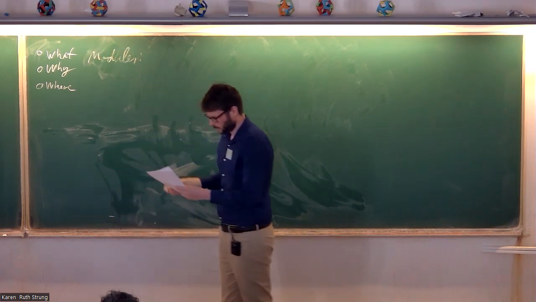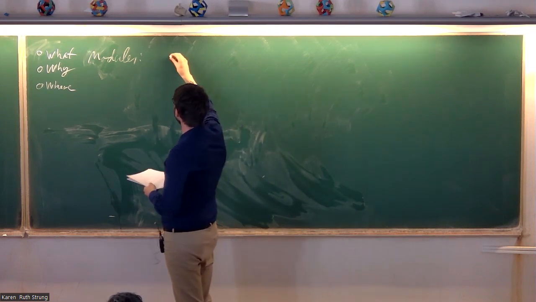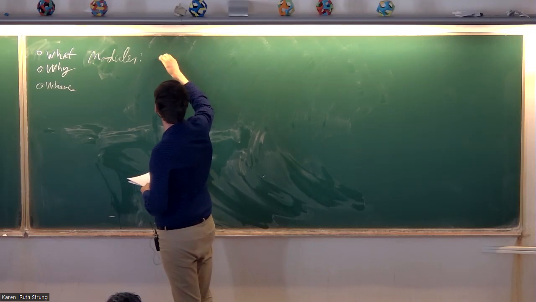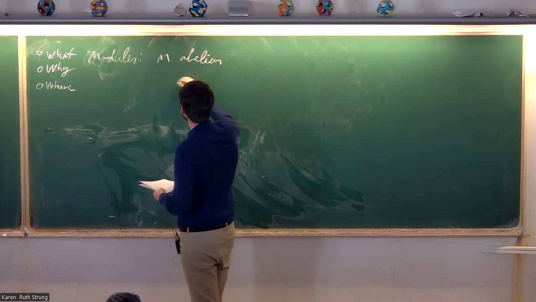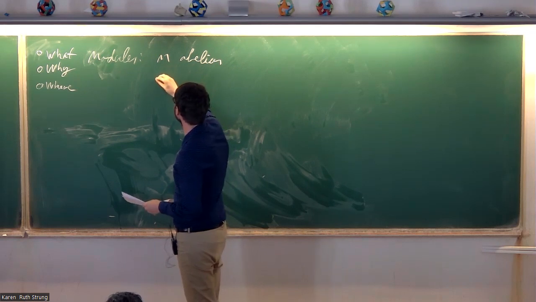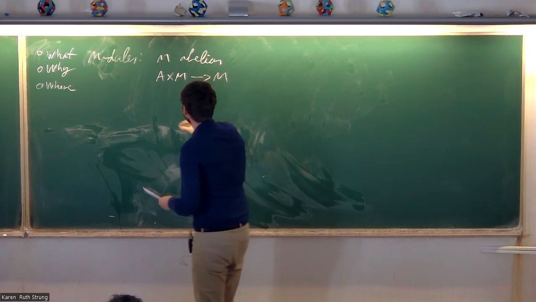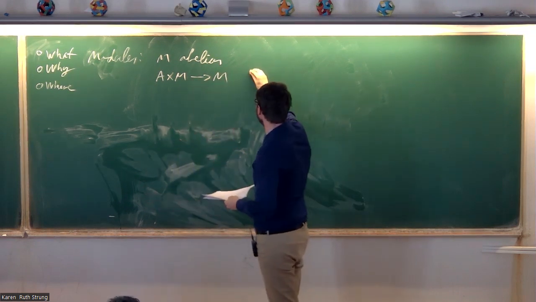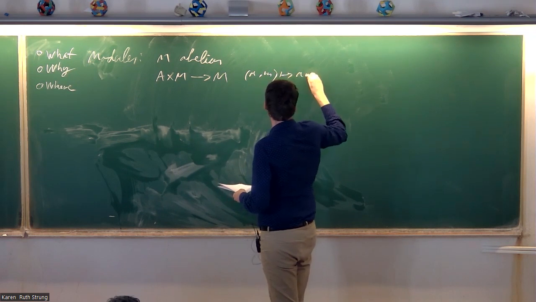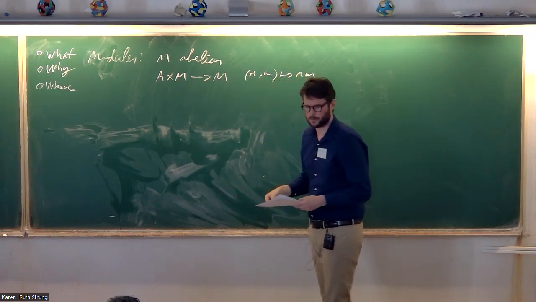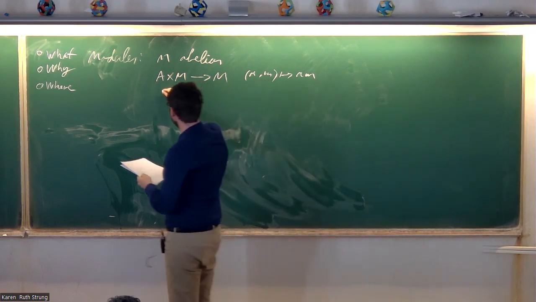So let's talk about modules. So a module is an abelian group such that you have a map A cross M to M, which we usually annotate by juxtaposition, similar to the algebra multiplication. And it should satisfy a few things.